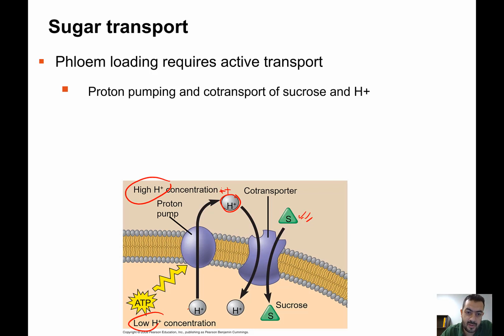So the energy that the plant invested in the first part is now being used to co-transport sucrose from the low concentration to the high concentration. Remember, inside these mesophylls, we have a very high concentration of sucrose. So to keep pumping sucrose inside the mesophylls and to pack them with sucrose, that needs to be done in this way using co-transport mechanisms, and the energy will be provided by the proton gradient that the plant has generated.